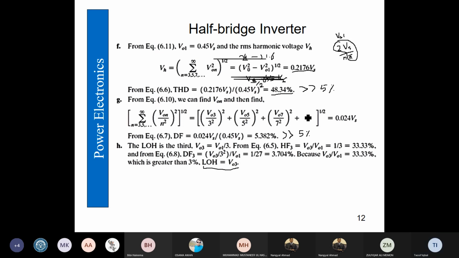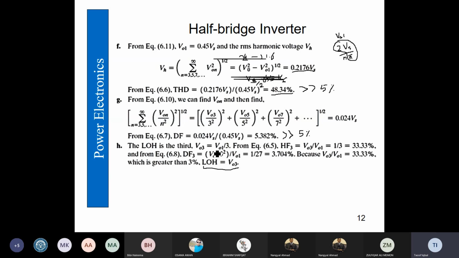That means on a half bridge inverter, even a second order filter is not successful. It cannot reduce or suppress the harmonics below 5%. So next is to find out the lowest order of harmonics. For this we will be calculating the closest non-zero harmonic voltage, which is the third harmonic.